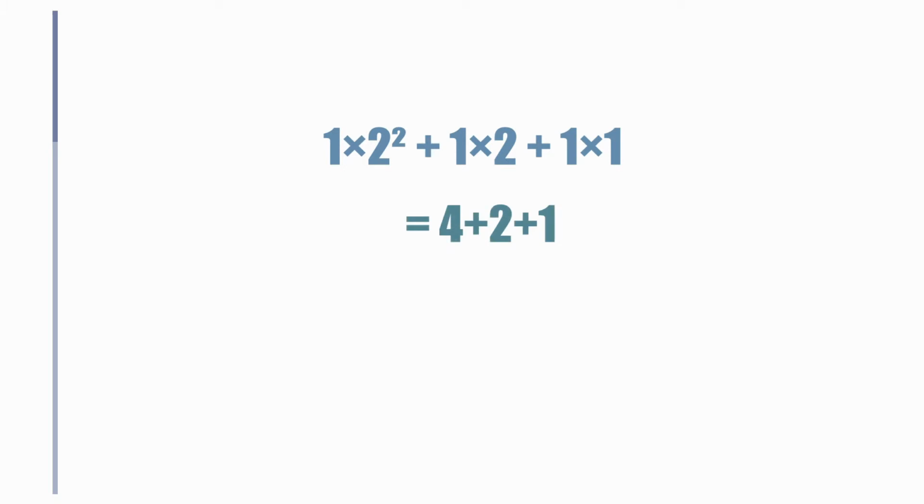Let's take another example. The expanded form of 111 is 1 times 2 to the power of 2 plus 1 times 2 to the power of 1 plus 1 times 2 to the power of 0, which will be 4 plus 2 plus 1, then 7.